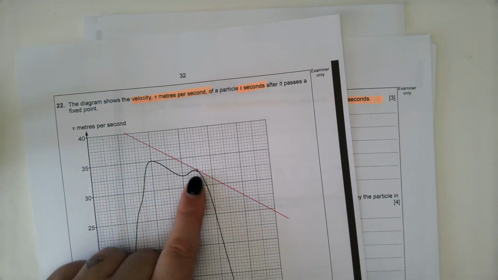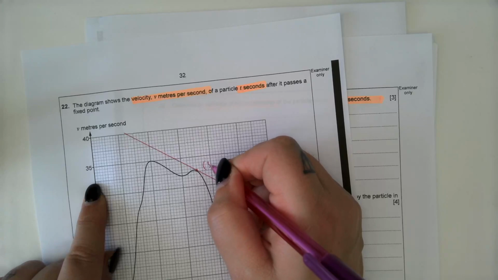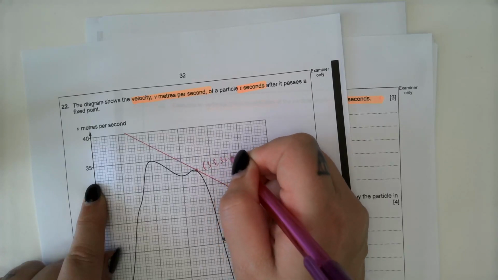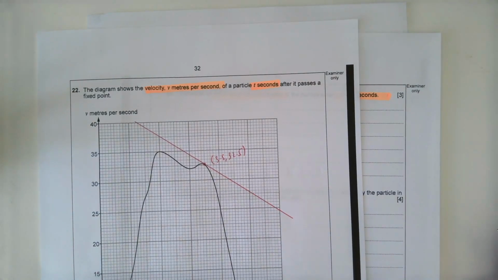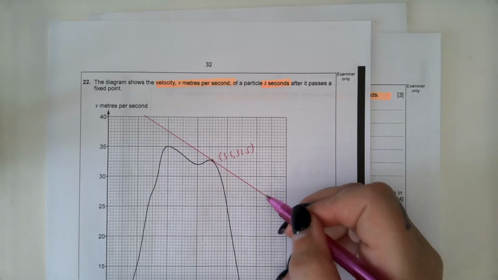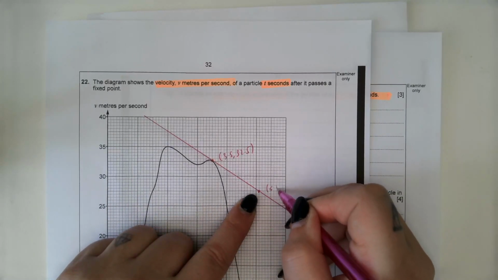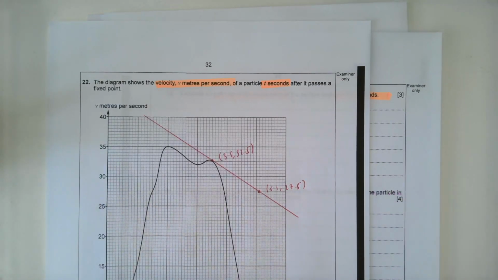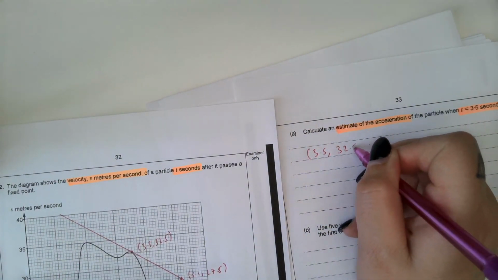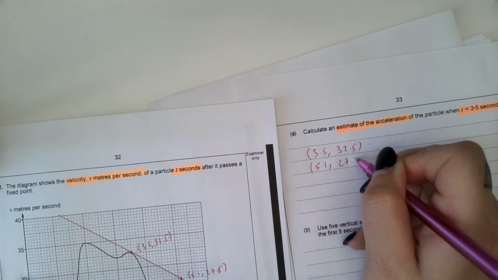So this coordinate that I marked there is at 3.5 and 32.5. I'm going to work with that, but I'm also going to give myself another coordinate to work with. So here, that's at 5.1 and 27.5. So I'm going to find the gradient. I have 3.5 and 32.5, and then I have 5.1 and 27.5.